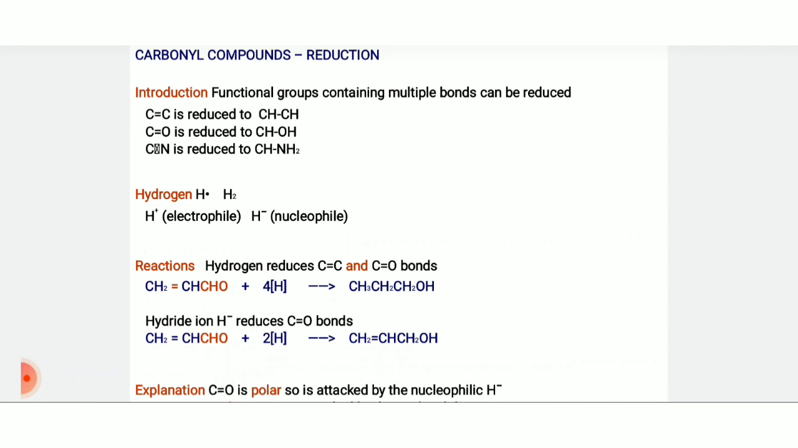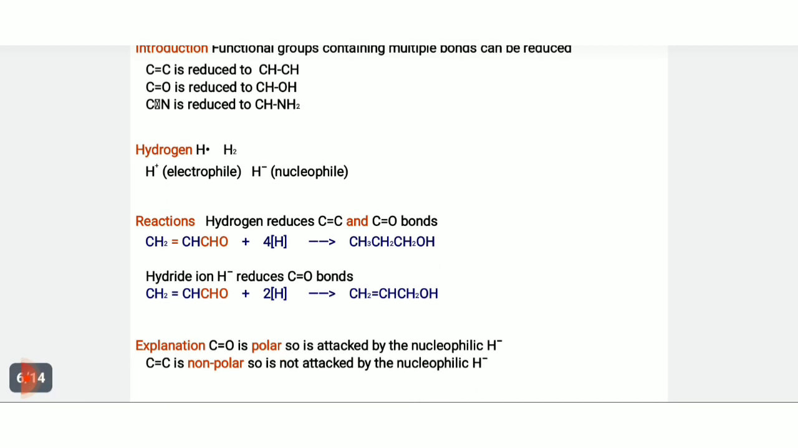For example, acrolein has a carbon-carbon double bond as well as a carbonyl group. When acrolein is treated with a metal hydride, it is reduced to alcohol as well as alkane group. Explanation: the carbonyl bond is polar, so it is attacked by the nucleophile hydride ion. The carbon-carbon double bond is non-polar, so it is not attacked by the nucleophile hydride ion.